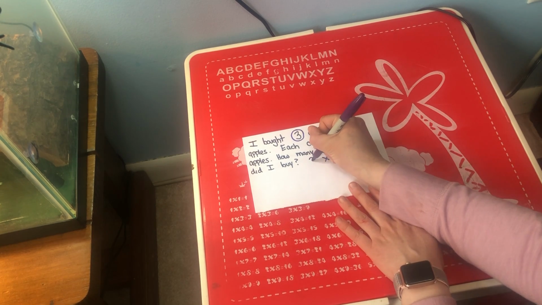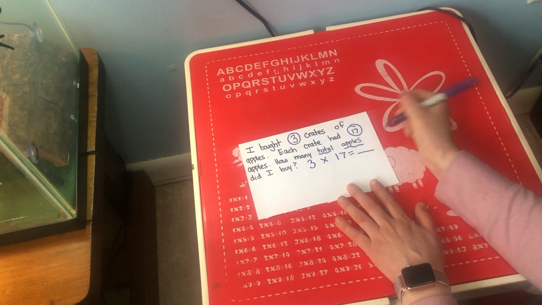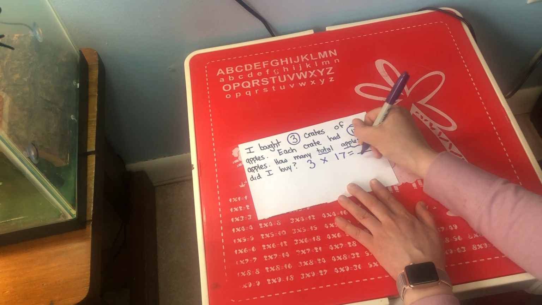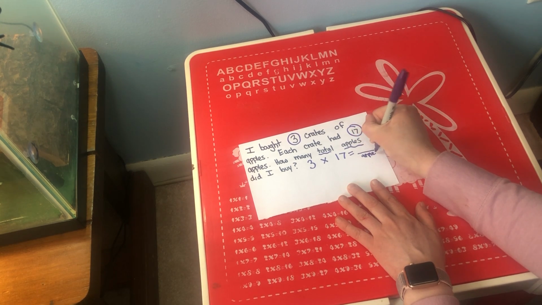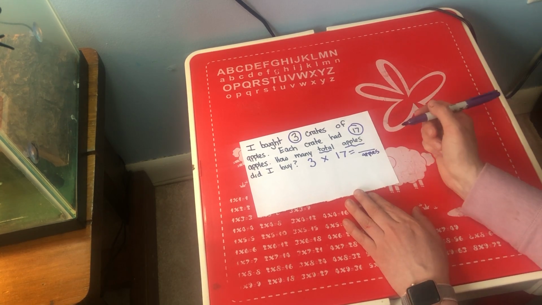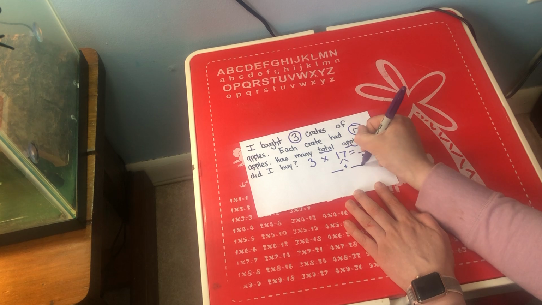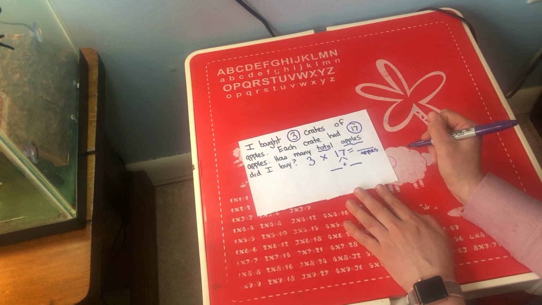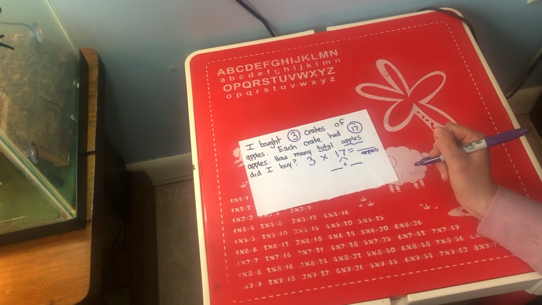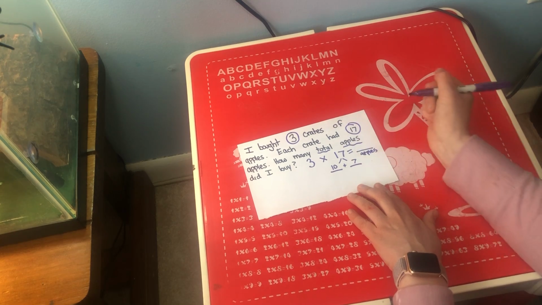Okay, I'm going to set up my equation. 3 times 17 equals some number of apples. First thing I need to do is break apart my 2-digit number into expanded form. 17 is the same as what plus what? Take a second to do that before I just give you the answer. I'm hoping that you told me 10 plus 7. If you did, well done.